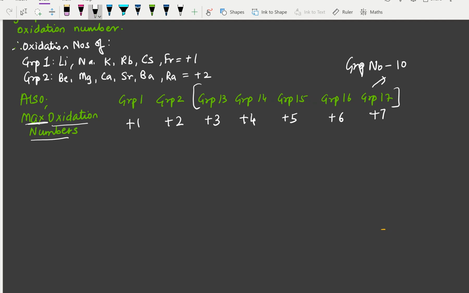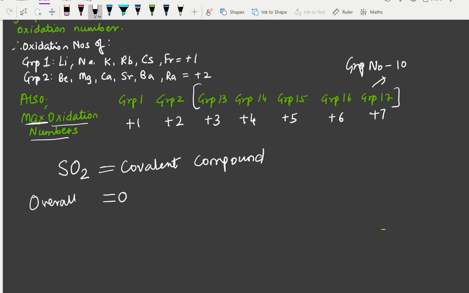The first example that I'll be taking is sulfur dioxide. Now you know sulfur dioxide is supposed to be a covalent compound. So I'm writing it down here. Every time you need not write it down. So this is a covalent compound. If it's a covalent compound, obviously it's not going to have an overall charge. So the overall charge is going to be 0.